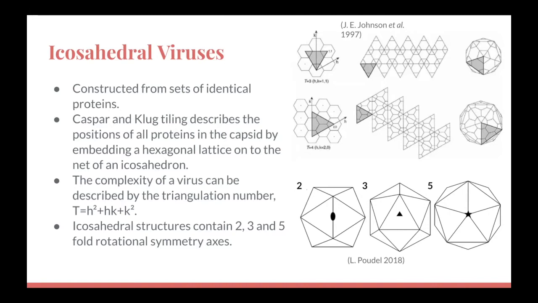What's quite important to note about these structures is their symmetry axes. They have 2, 3, and 5-fold rotational symmetry axes. The high symmetry of these structures means that when a virus starts to undergo spontaneous self-assembly, you can start from any protein and it will always construct the exact same structure.